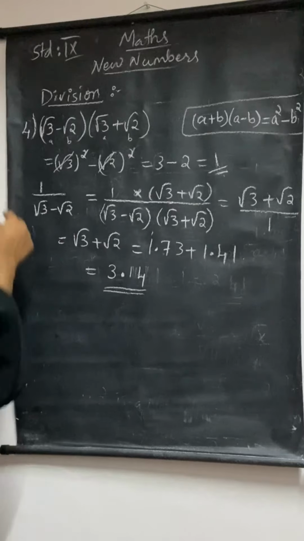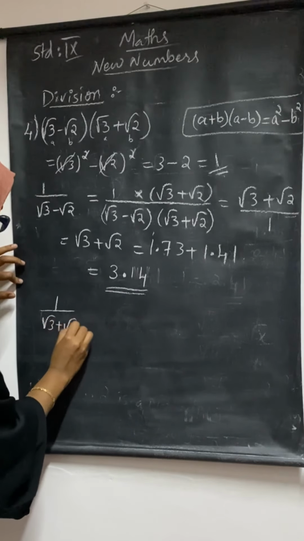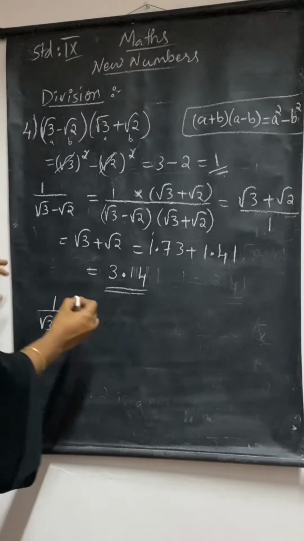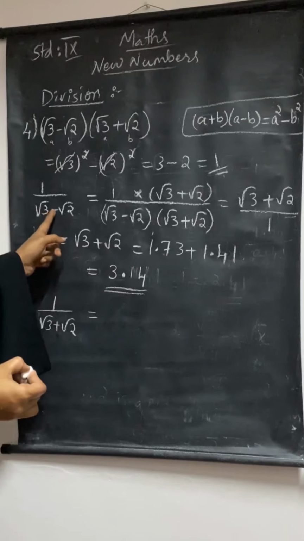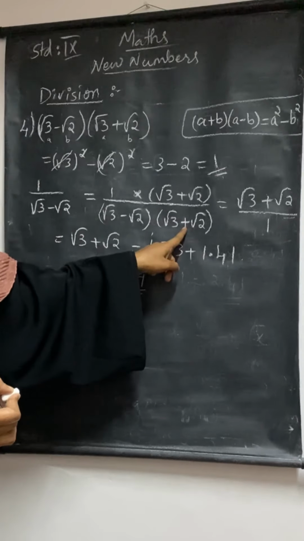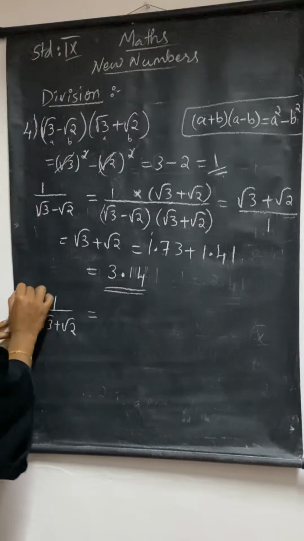Now again one more is there, 1 by root 3 plus root 2. This also they told to compute. So this is the homework I am giving. You have to do it the same way. But here it was minus, so when you multiply you have to put the plus. Here it is a plus, so when you multiply you have to put the minus. So this is the homework.